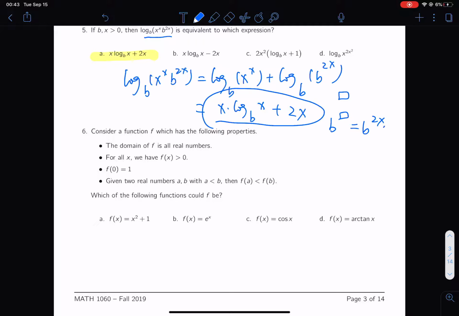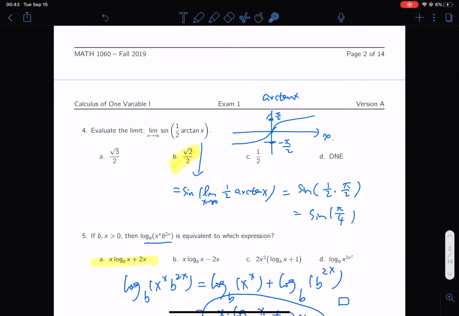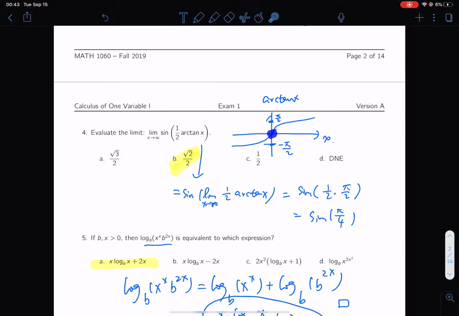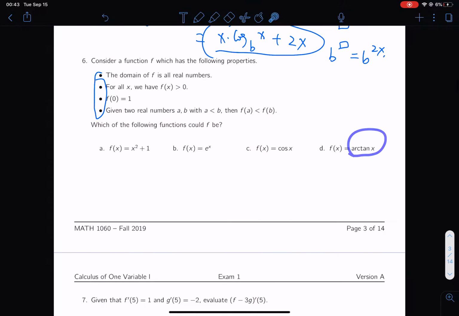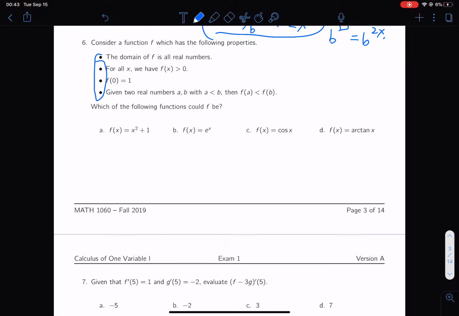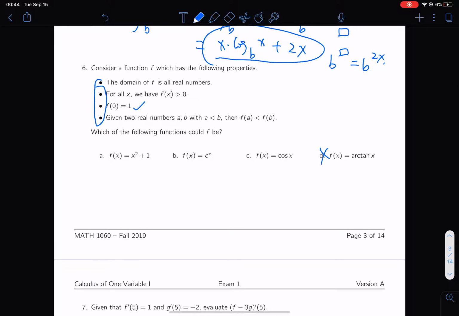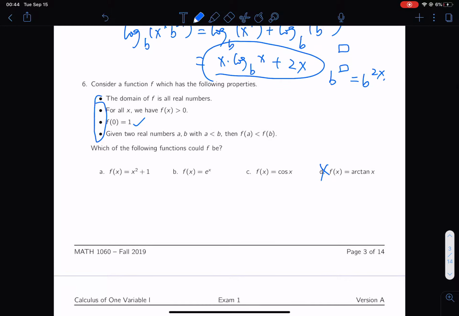For number 6, we are given these 4 conditions and asked which one of the functions A, B, C, D satisfies the following 4 conditions at the same time. The third one is easier. f(0) is 1, so we can check it one by one. Arctangent of 0 is 0, so when x is 0, it's not 1. So we know it is not D. And the cosine of 0 is 1, so we check this one. And then the next one.